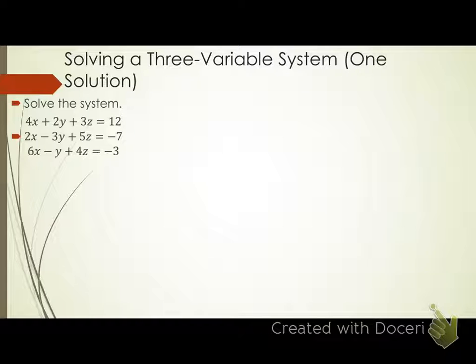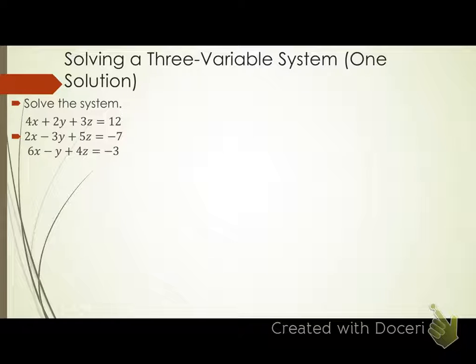So I have 4x plus 2y plus 3z equals 12. 2x minus 3y plus 5z equals negative 7. 6x minus y plus 4z equals negative 3. So once again, looking back at my steps, I want to rewrite my 3-variable system as a 2-variable system. And I need to either use substitution or elimination.